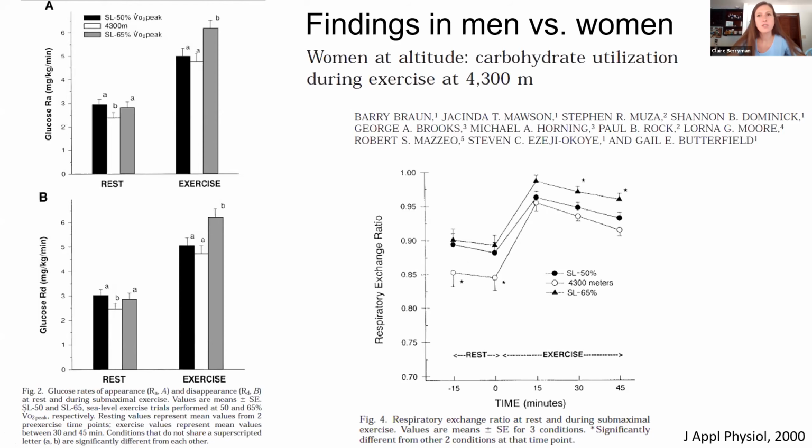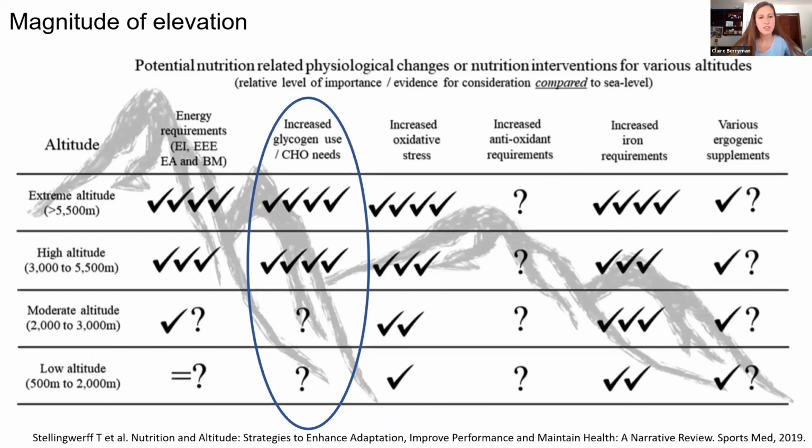The final consideration is the magnitude of elevation. This is pointed out nicely in a review by Trent Stellingworth, where they point out that we have pretty substantial evidence to suggest increased glycogen use and carbohydrate needs at extreme and high altitudes, but the research is lacking at more moderate and low altitudes. Importantly, athletes going to training camps, or military personnel training at military bases or during operations, are going to lower elevations, low or moderate altitude, as opposed to these really high or extreme altitudes. So it's important that we do research at low and moderate altitudes to better understand if there are increased carbohydrate needs at these lower altitudes.